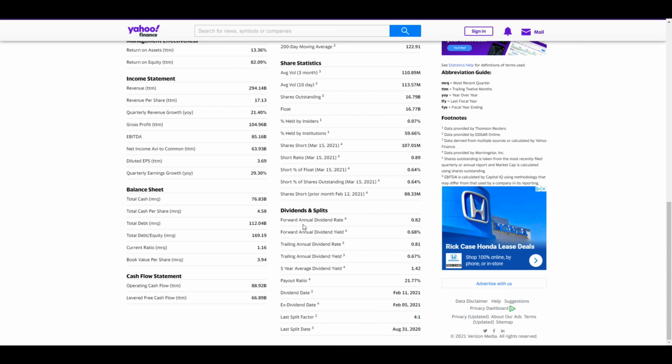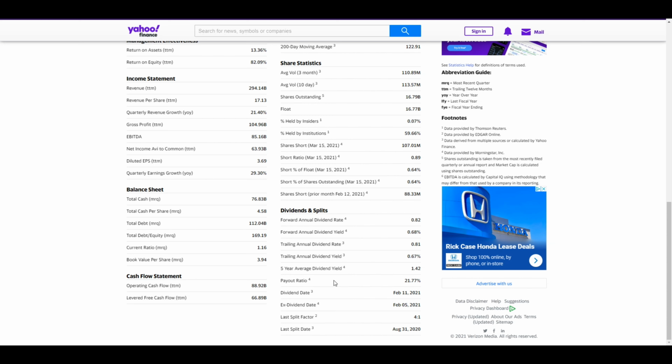So you can see that the forward annual dividend rate is 0.82 cents, and the forward annual dividend yield is 0.68%. So this is looking 12 months ahead, and then the trailing annual dividend rate and yield is looking 12 months back. You see that the 5-year average dividend yield is 1.42, which is much higher than the current 0.67, and that's probably because the price is more expensive. So as the price goes down, the dividend yield will increase.